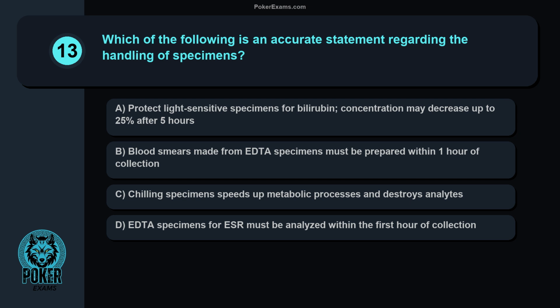Question 13. Which of the following is an accurate statement regarding the handling of specimens? Protect light-sensitive specimens for bilirubin. Concentration may decrease up to 25% after 5 hours. Blood smears made from EDTA specimens must be prepared within 1 hour of collection. Chilling specimens speeds up metabolic processes and destroys analytes. EDTA specimens for ESR must be analyzed within the first hour of collection.